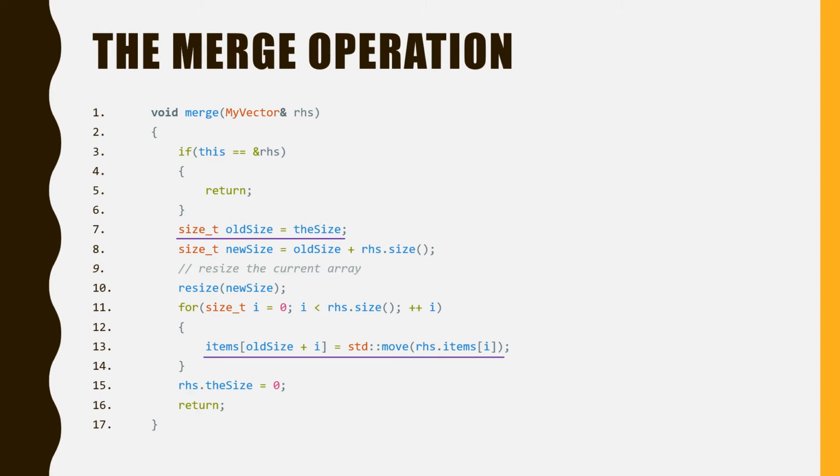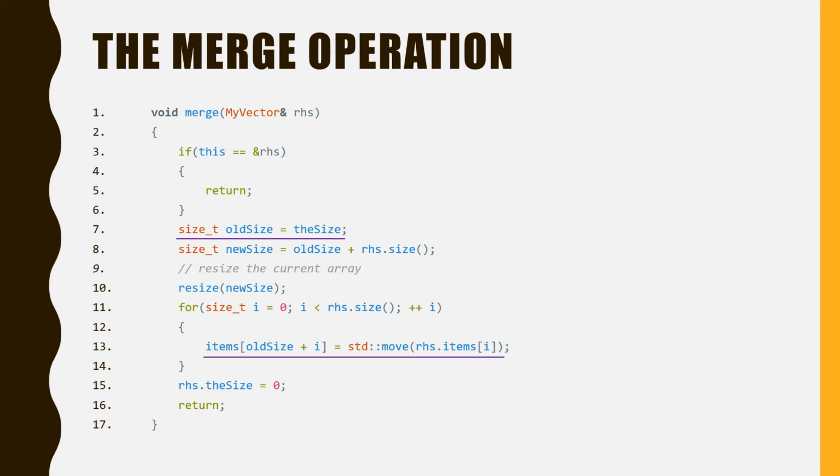Let's look at the code. The function takes in one parameter right-hand side, which is the array to merge with, or the array B as we mentioned in the previous slides. In the code block from line 3 to 6, we check whether the array is trying to merge with itself. Because it is an unexpected use of the operation, we will return and do nothing.